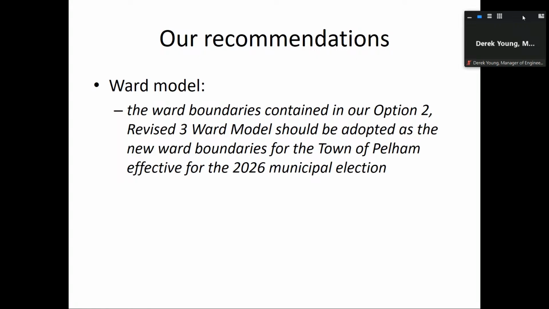So our recommendation is to adopt the revised 3-ward model. It's a small change from the system that's in place now. The general view was that the current system works really well. There wasn't much support for dramatically changing it. The revised 3-ward model simply improves it and makes it a little fairer for voters and residents in your municipality.